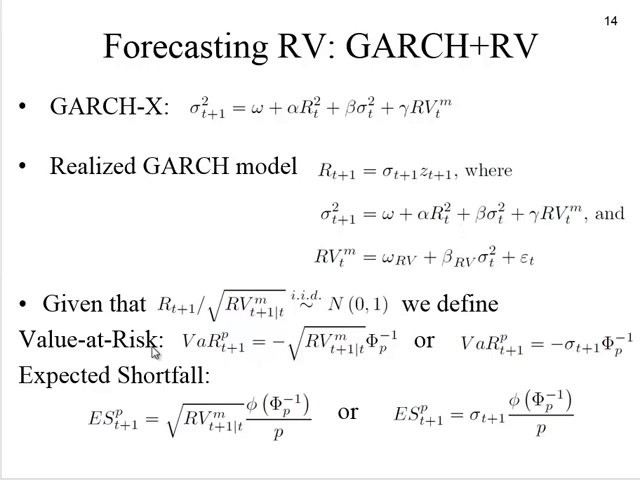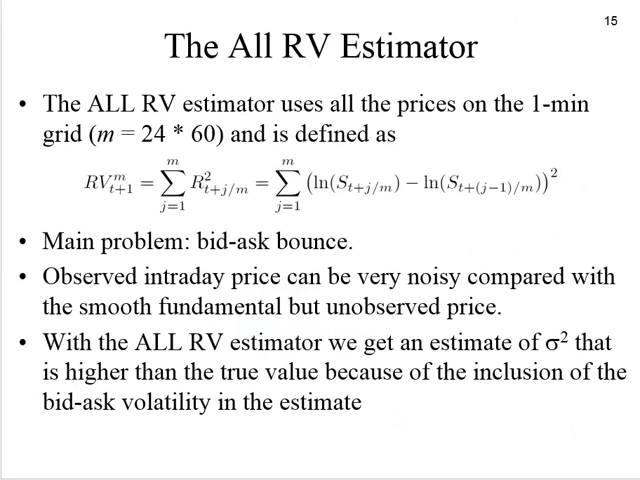To compute the value at risk and the expected shortfall, we use the stylized fact that return standardized by the square root of realized variance is normally distributed. Hence, the VaR is equal to minus the square root of realized variance multiplied by the cumulative inverse normal. And the expected shortfall also uses the normal distribution with the forecasted realized variance. Now we see how to compute realized variance with intraday returns.